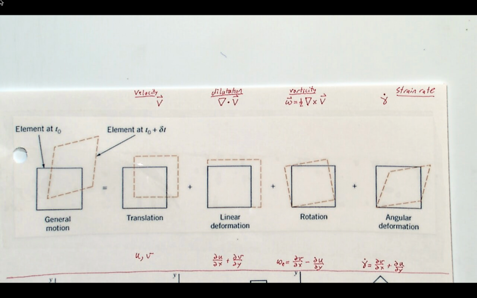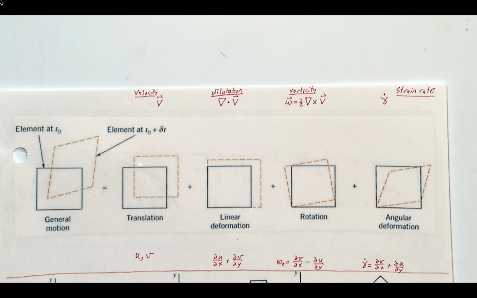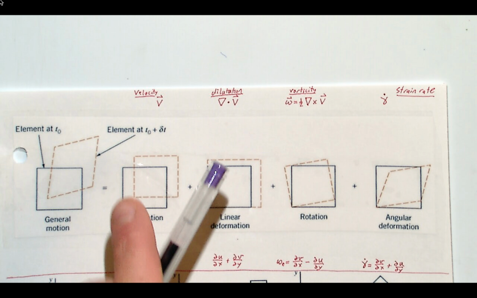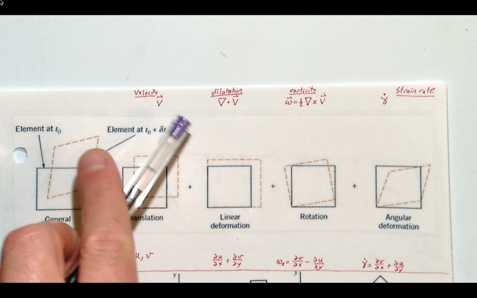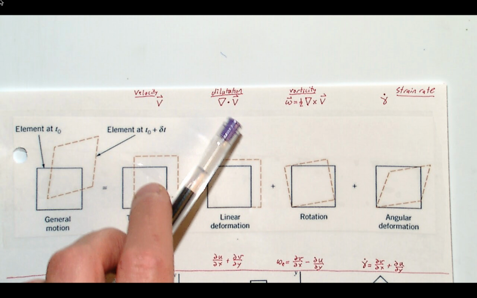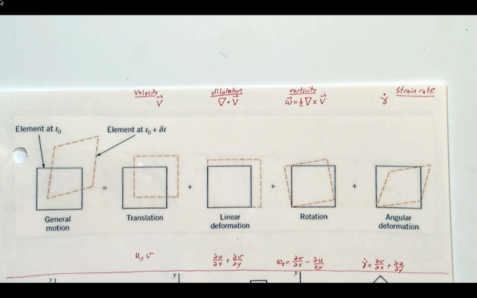The object can also deform in time. The linear deformation basically means we can shrink or expand in any of our component directions. You can think about this as due to normal forces on the surface of our element. The volumetric dilatation rate is how we measure the linear deformation. That's the divergence of velocity, which in 2D is just du/dx plus dv/dy.